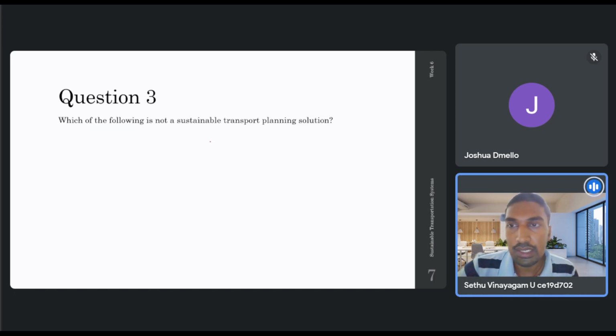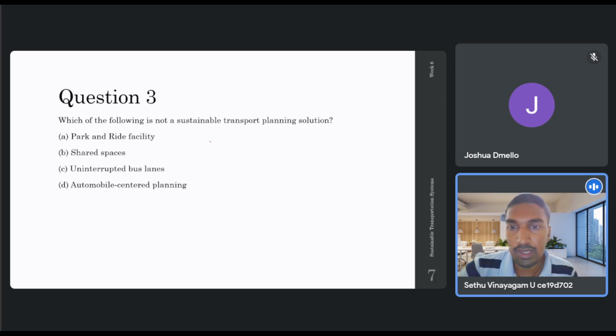Okay, question number 3 is, which of the following is not a sustainable transportation planning solution? So the option A is park and ride facility. Option B, shared spaces. Option C, uninterrupted bus lanes. And option D, automobile centered planning.